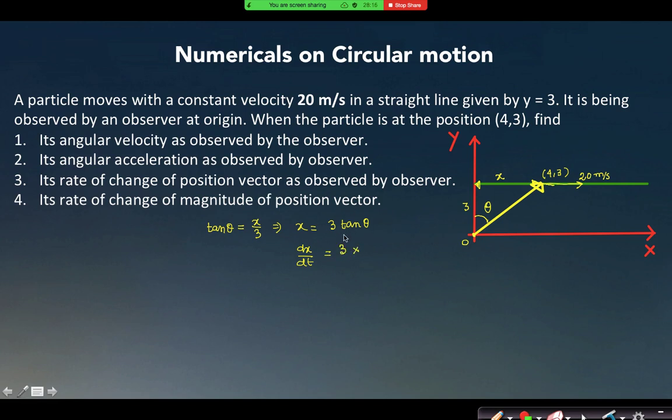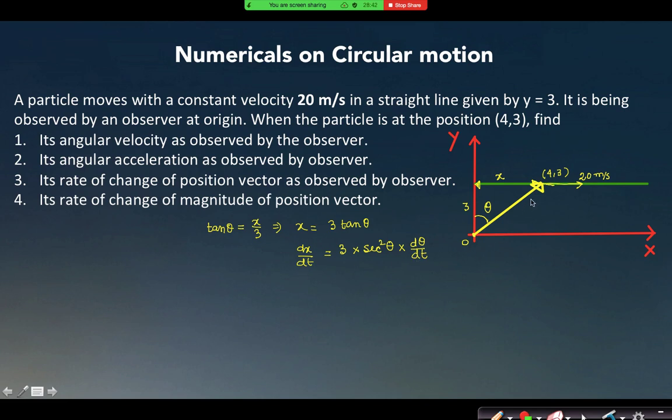What will I get if I differentiate this term? x = 3 tan theta, so it is sec square theta into d theta by dt. Apply the chain rule. I am differentiating with respect to t, and here the variable is theta. So that is why I have to write sec square theta into d theta by dt.